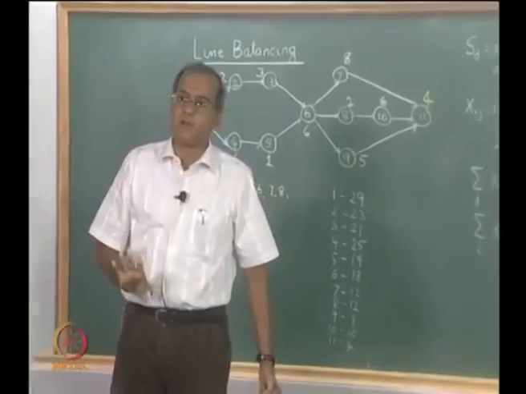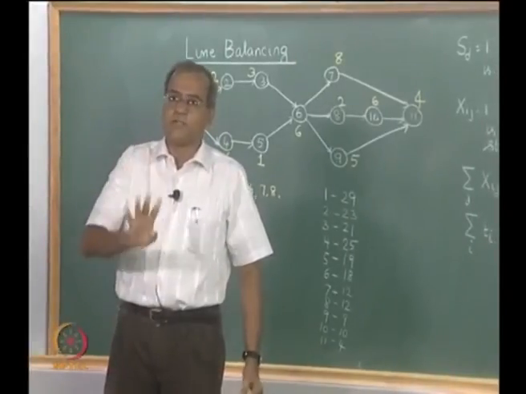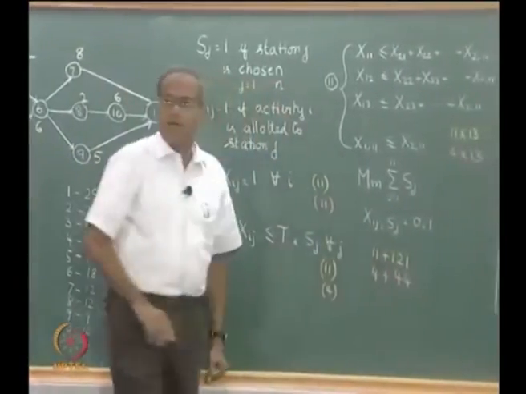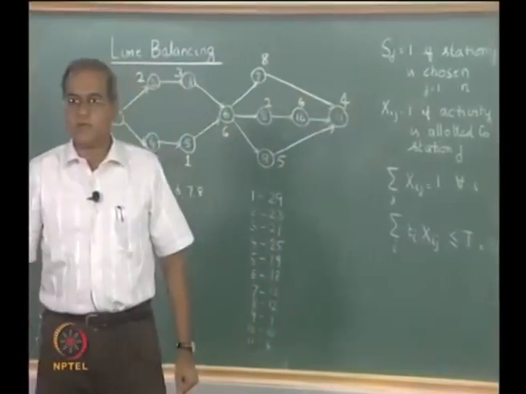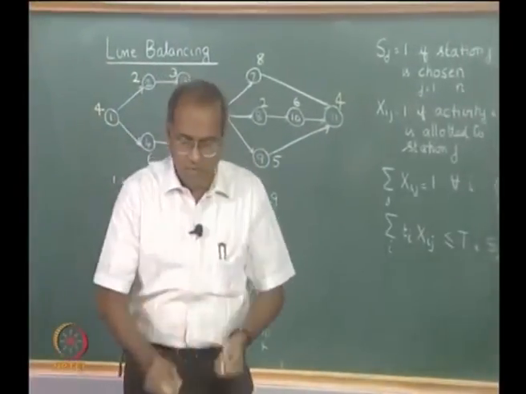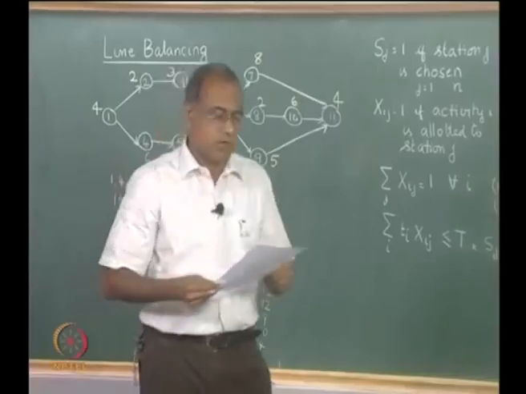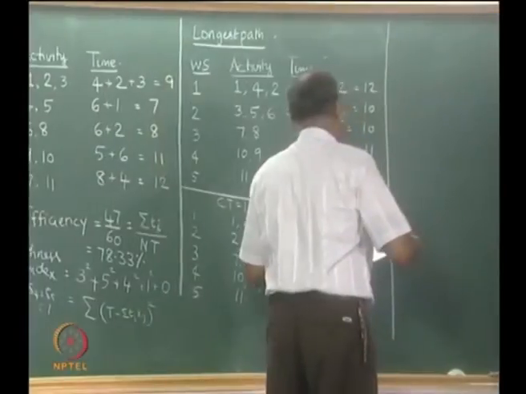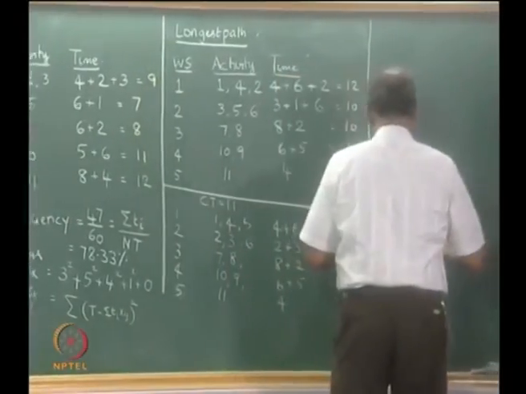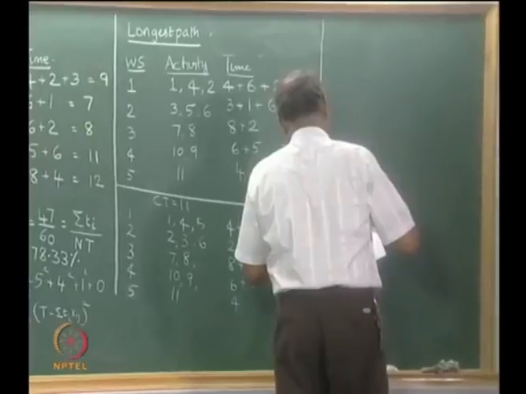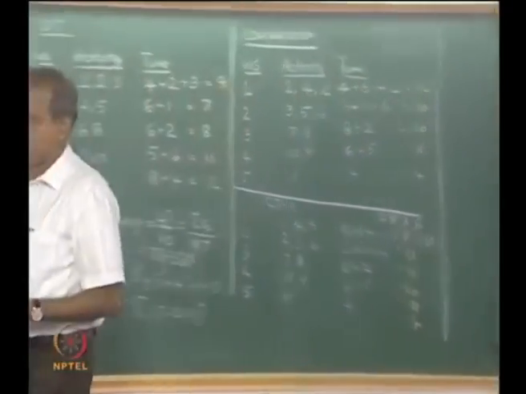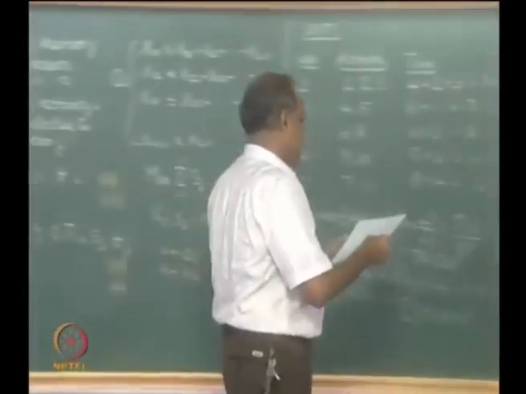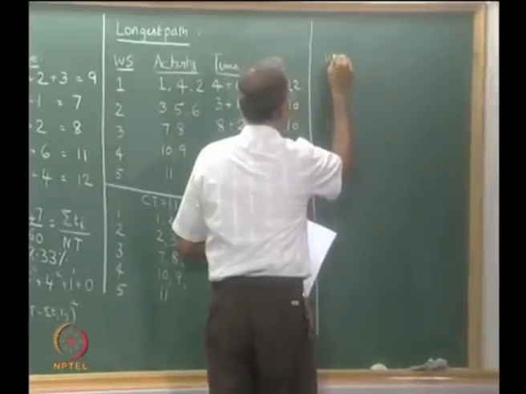So, the only case that we have to look at is, can we have a solution with 4 workstations, which means it is enough to solve this problem with 48 variables and 67 constraints. And if we actually do that, we get an optimum solution to this problem, which will look like this. So, the optimum solution is like this. So, the optimum solution has 4 workstations.